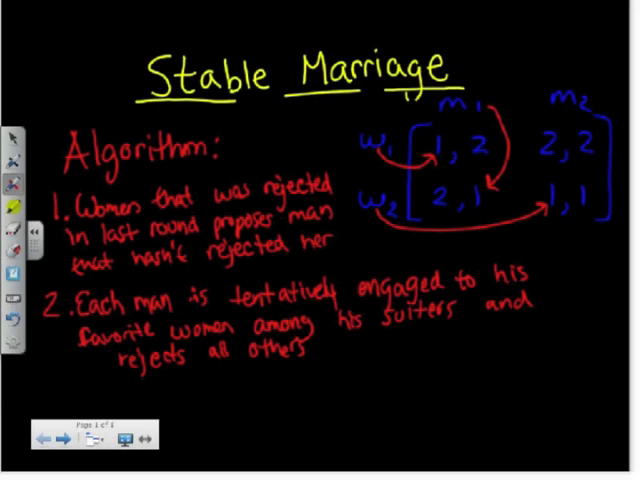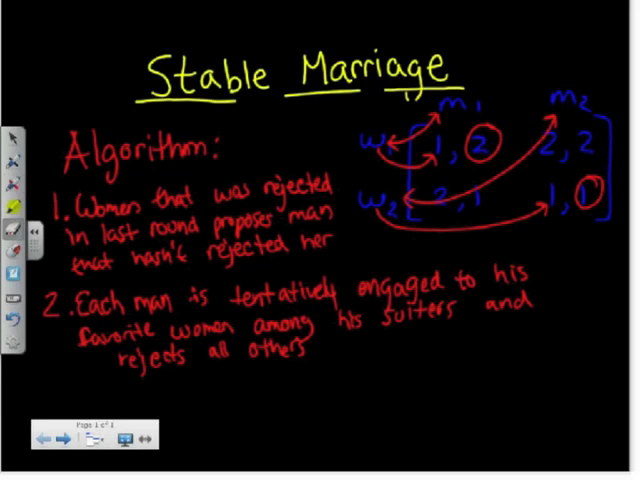So in this case, man 1, looking at his preferences, prefers woman 2, but since woman 2 is not one of his suitors, he's not tentatively engaged to her. He only has one suitor, which in this case is woman 1, so he would accept that engagement. And since man 2 prefers woman 2 as well, he would accept her engagement too. So that means these two would be married, and these two would be married in this case.